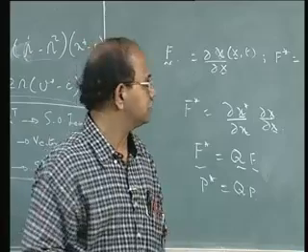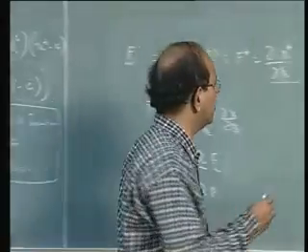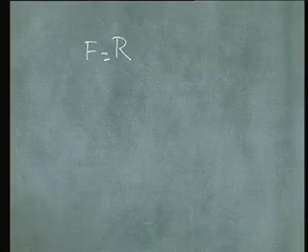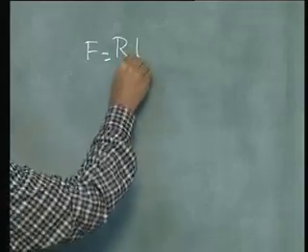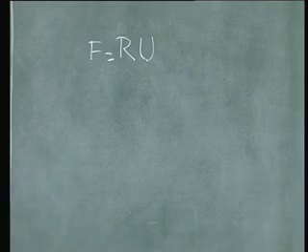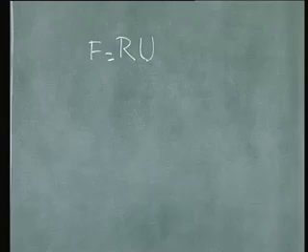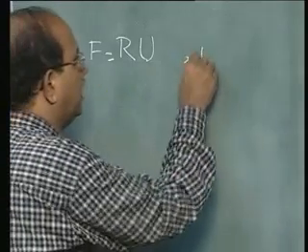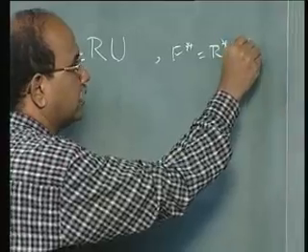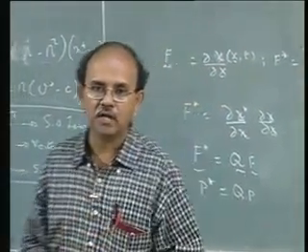Now there are other important quantities. Let's see how that works out. We had already seen, for example, F is equal to RU. How does R vary and how does U vary with the observer? Let's see how you can work it out. We have F equal to RU and F star equal to R star U star. What is the relationship between R star and R, U star and U?